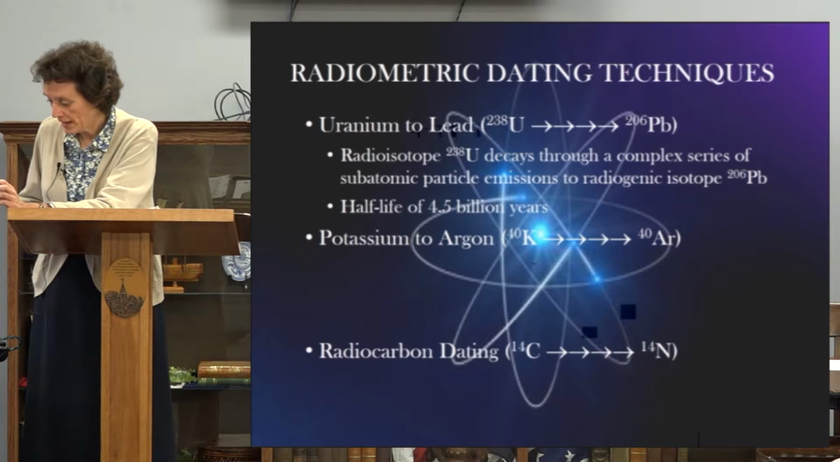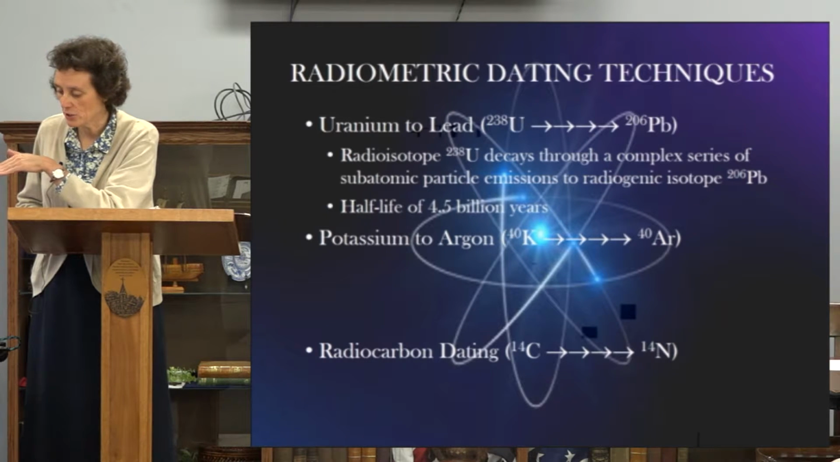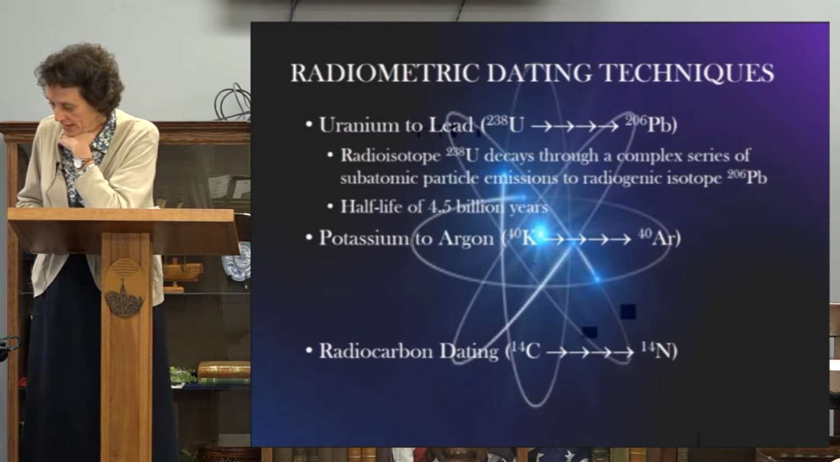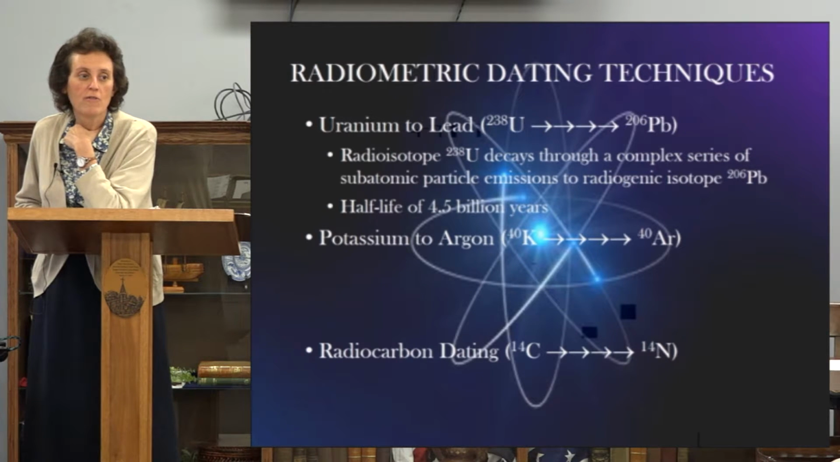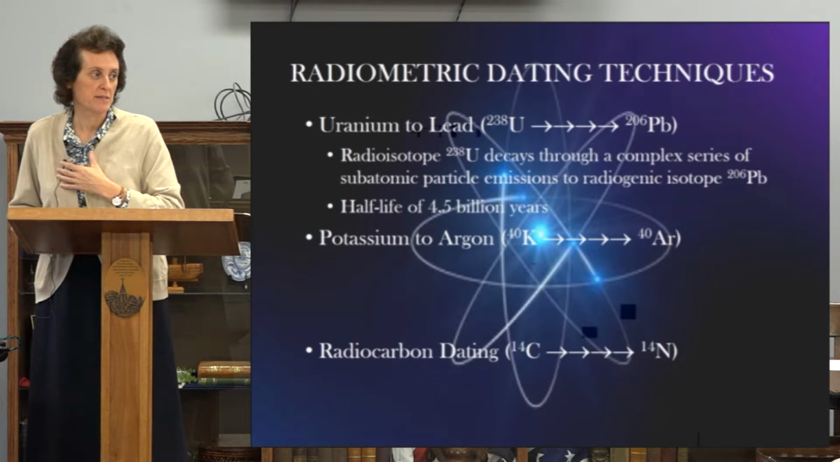So the radioisotope decays through a series of steps. It's complex. It's not just boom, boom. It's a whole series of decays until it ends up at the stable isotope, lead-206. And the half-life is 4.5 billion years. So this one would have been used to date the meteorites.